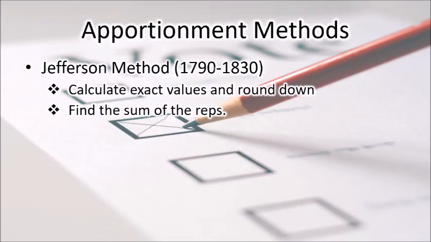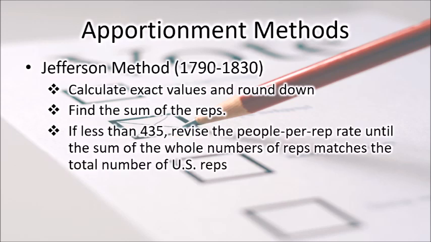So in the process of Florida, for instance, since Florida would have 26.59 representatives, then we would round down. So instead of having 26.59, we would have 26. We would always round down. We would then find the sum of all the representatives from all the states following that same process. If it's less than 435, we would revise the number of people per representative until the sum of the whole numbers of the representatives matches the total number of the U.S. representatives.